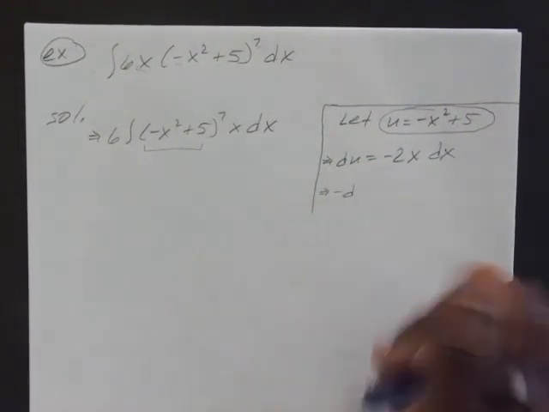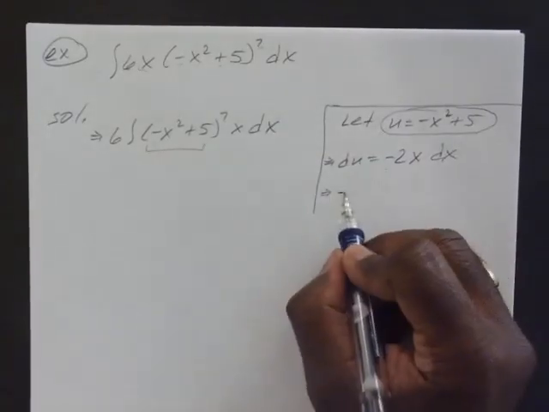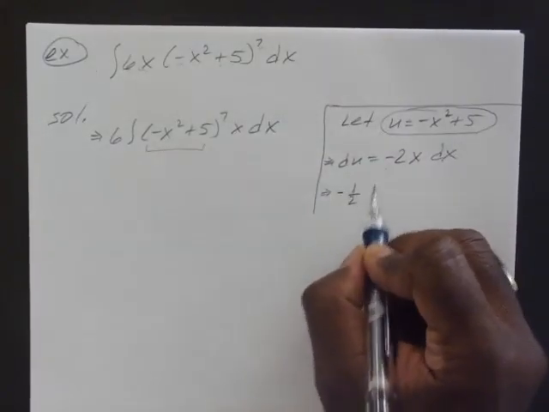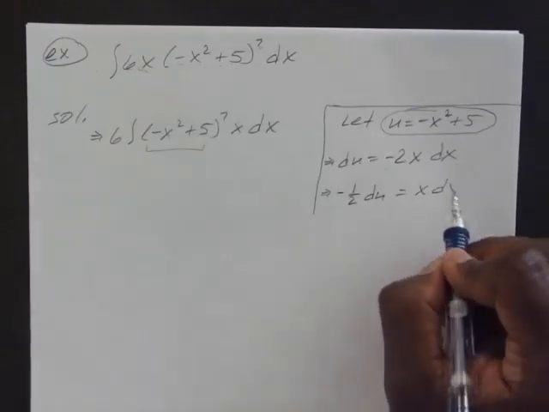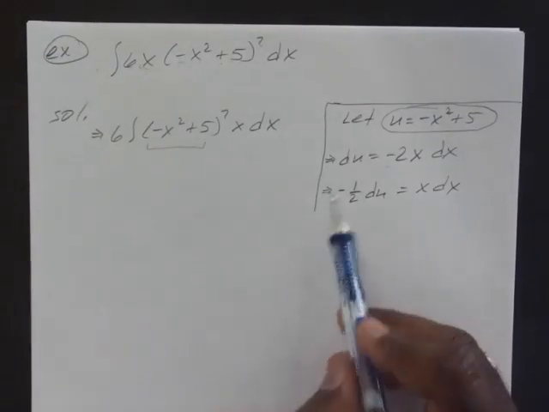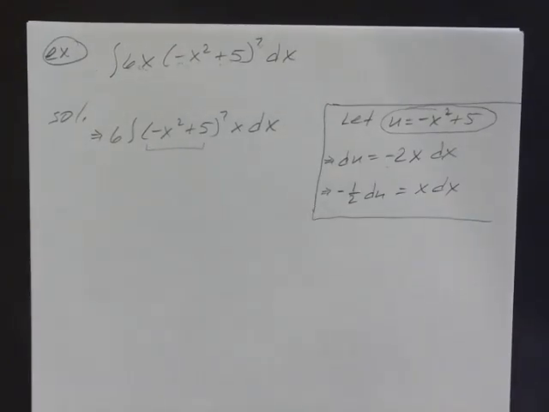Actually, instead of dividing it by negative 2, I'll make it negative 1/2 times du is equal to x dx. Or you can multiply both sides by negative 1/2.